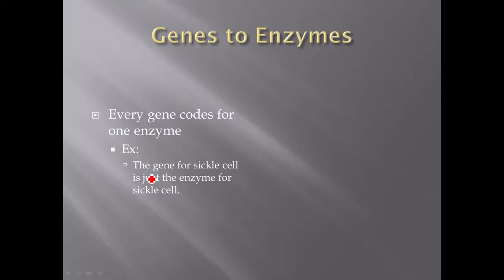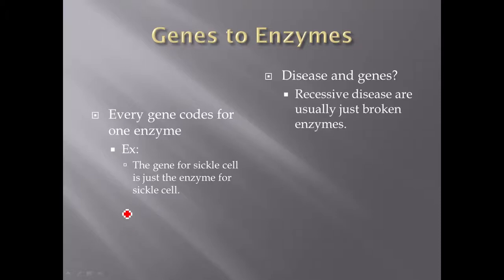One last idea. So I have all this information here. What's the connection? So you guys know that there are genes, you know there's alleles, but you don't quite know how that all works with this code. Well, what happens is this. Every single gene codes for one enzyme. So for example, the gene for sickle cell is just the enzyme for sickle cell. So when we talk about a person who has sickle cell disease, all we're really saying is that they're making a protein that gives them sickle cell disease. So what's the connection here? How does this work? Well, it works like this.